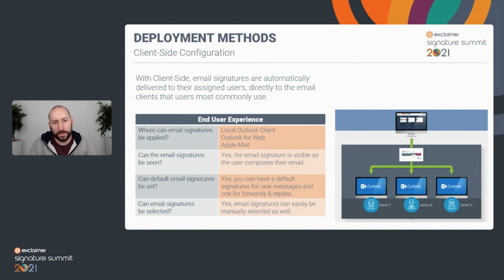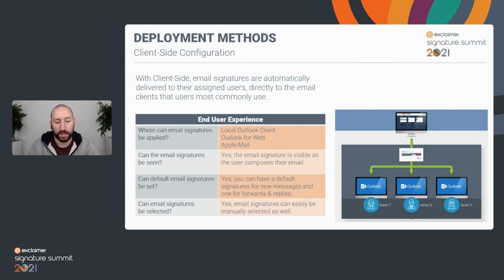But there are some things to be aware of. For a start, this process is one that can only take place when we're using our local Outlook client, Outlook for Web, or Apple Mail. Certainly, mobile phones and cell phones are not covered by this process. But other than that, the experience should be very familiar. You can see the signature as you compose. You can select different signatures, and default signatures for both new messages and for forwards and replies are very much possible.